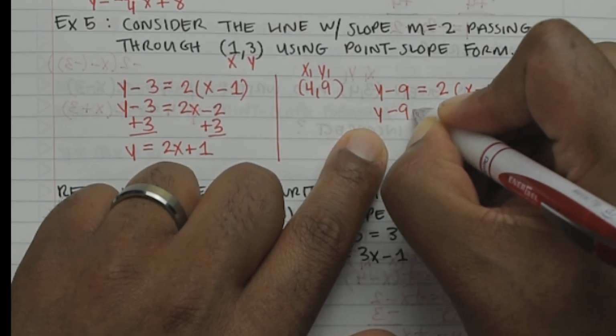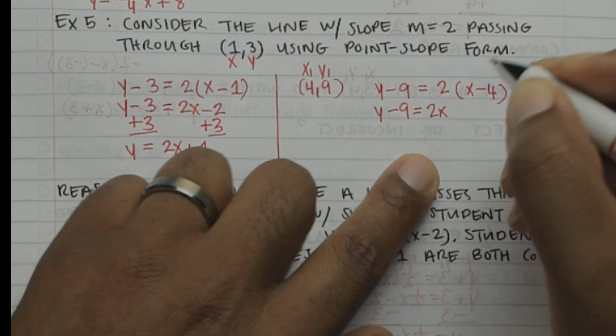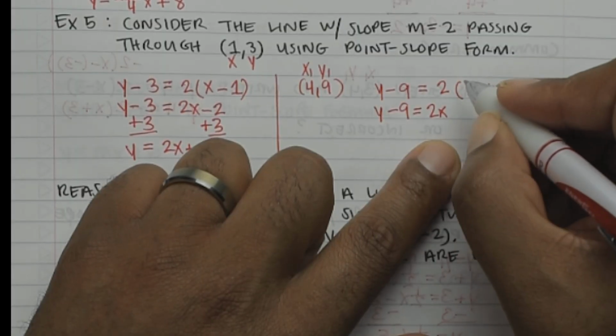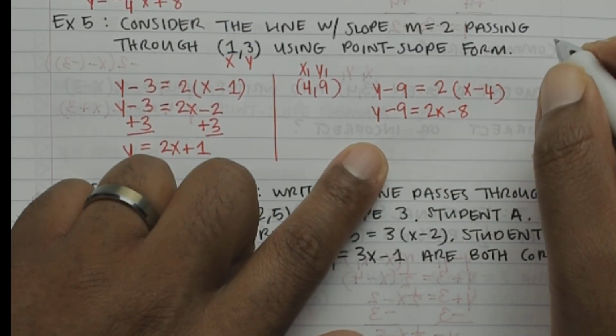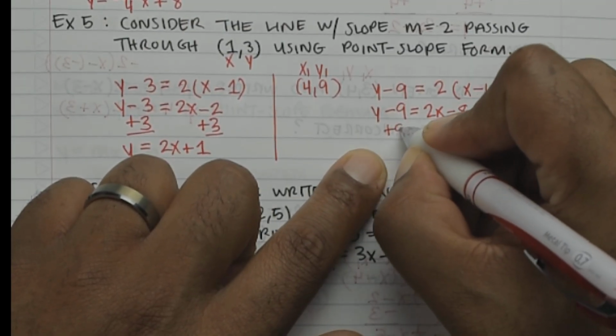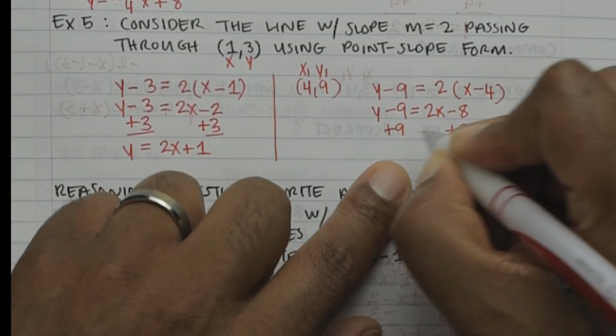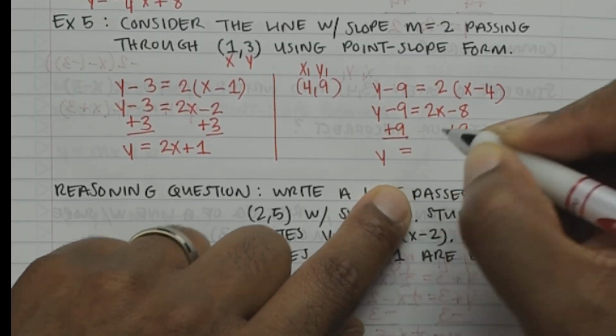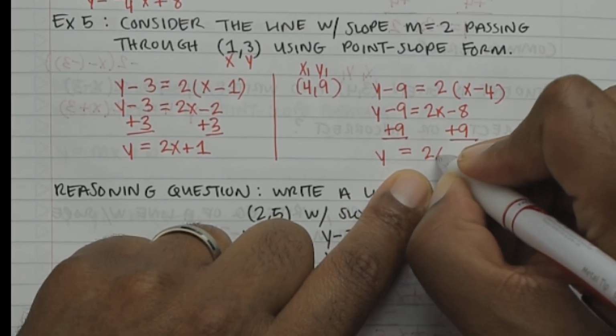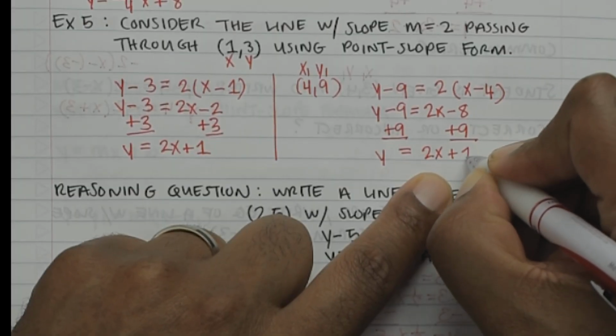y minus 9 equals 2x using the distributive property, 2 times x, and then 2 times -4, which is going to give me -8. Adding 9 to both sides, then we're left with y on the left-hand side equals 2x plus 1.